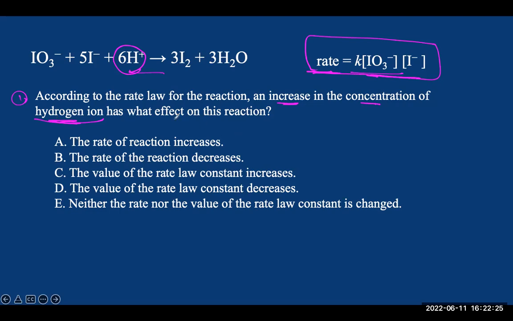And again, if he didn't mention the temperature, the K also will not be affected, so K will be constant. So neither the rate nor the value of the rate law constant changes. None of them will change.